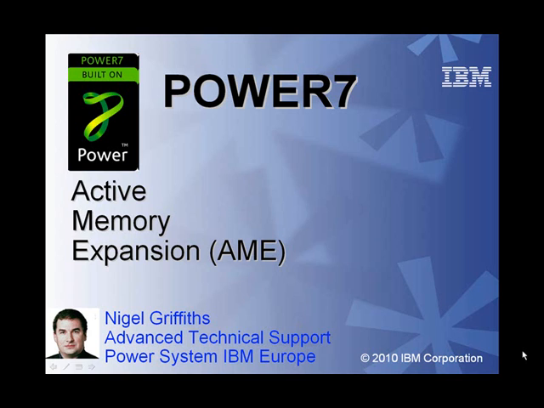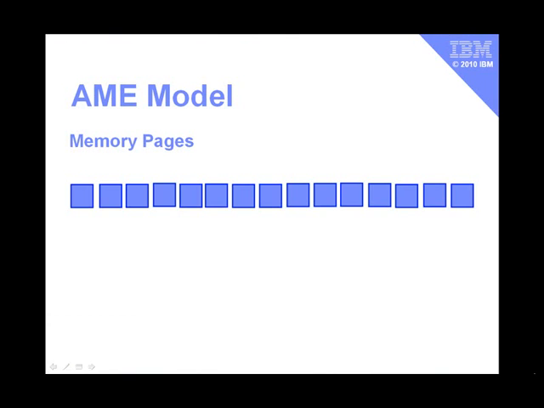In this POWER 7 movie, we're going to be looking at active memory expansion. So how does AME basically work, so we get an understanding of what's going on? Well, here in my model we have a lot of memory pages sitting in memory. Of course, when the CPU comes along to access memory pages, a cache line is put into the processor, it makes changes, and eventually it's flushed back out to memory.